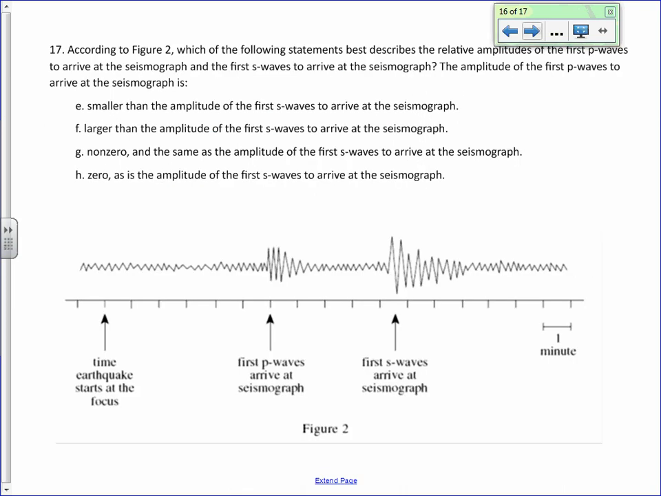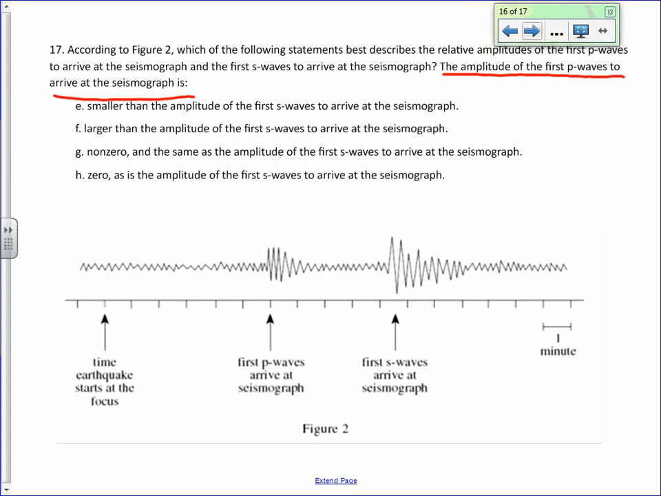According to Figure 2, which of the following statements best describes the relative amplitudes of the first P waves to arrive at the seismograph and the first S waves to arrive at the seismograph? This is one of those kinds of questions where you need to find the second half of the sentence that makes it work. So the first half of the sentence is the amplitude of the first P waves to arrive at the seismograph is, so you have to use that first half, and the second half makes it work.